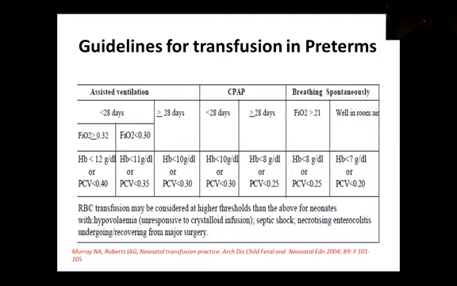So any baby on CPAP, if the hemoglobin is less than 10 or PCV less than 30, or if it is more than 28 days, hemoglobin less than 8, PCV less than 25. If the babies are breathing spontaneously, FiO2 requirement is more than 21%, then hemoglobin less than 8 or PCV less than 25. Or if the baby is breathing well in room air, hemoglobin less than 7 or PCV less than 20%. So these are the indications for transfusion of PRBC in preterms.